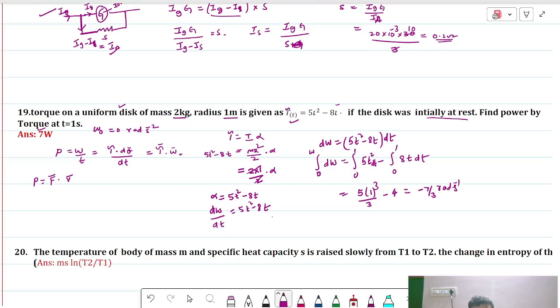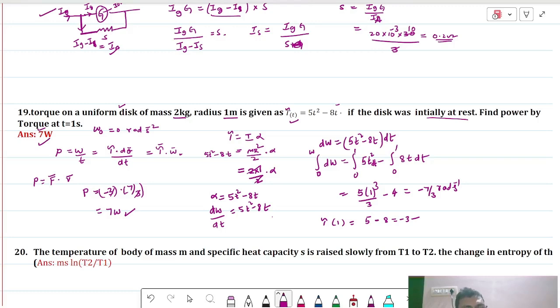Now it is asking power, therefore tau into omega. Tau at 1 second is equal to 5 minus 8, that is equal to minus 3. Therefore power is equal to tau dot omega, that is minus 3 into minus 7 by 3. So 3 gets cancelled, minus minus also gets cancelled, giving 7 watts. So the answer is correct. Good.